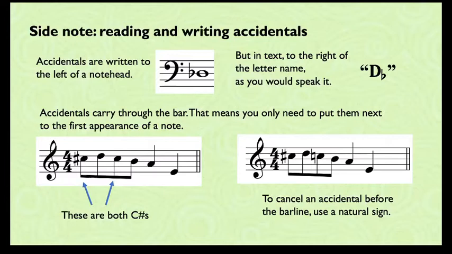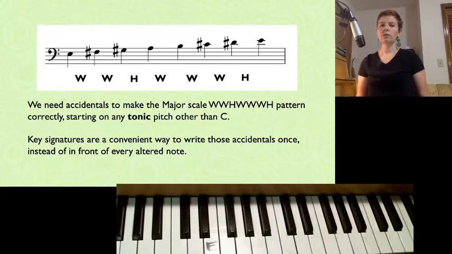To cancel an accidental before the bar line, we use a natural sign. And once we reach the bar line, if there's not a key signature telling us otherwise, we assume that all accidentals are canceled. So when flats and sharps recur again and again because of the scale that we're using, we can represent them with key signatures.